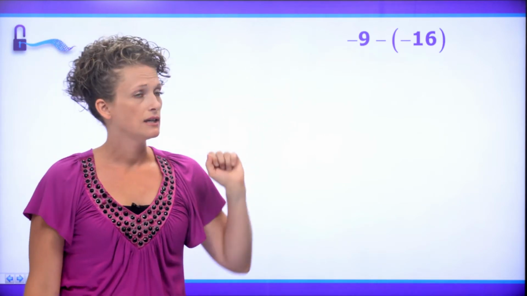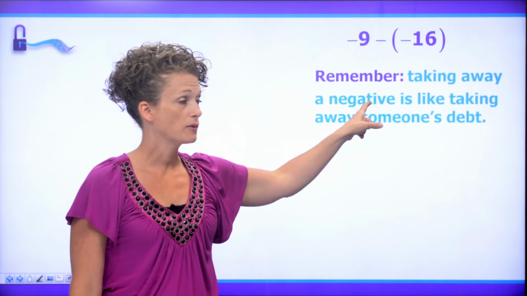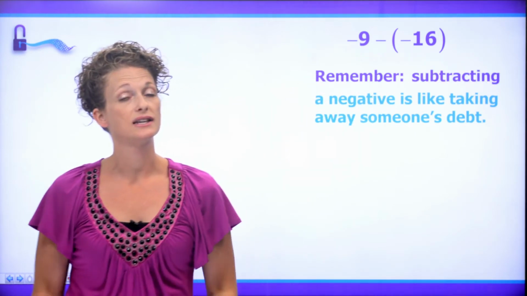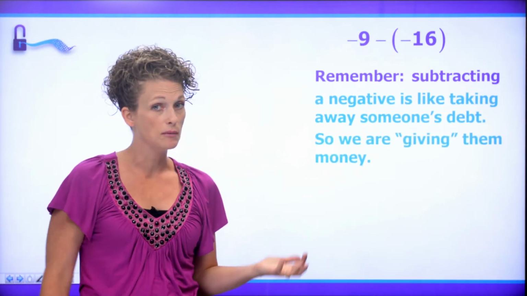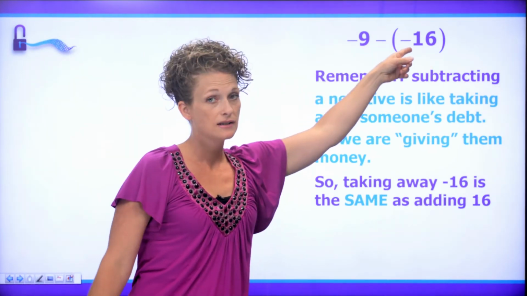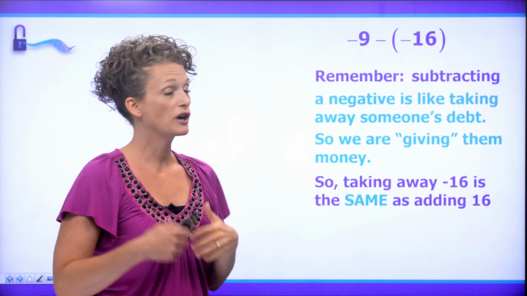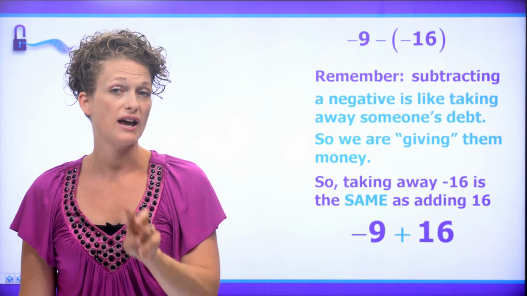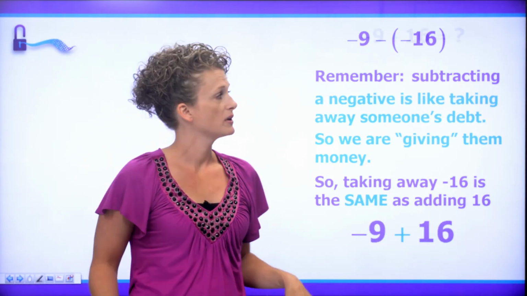So here we have negative 9 minus a negative 16. So remember what we just looked at. Taking away or subtracting a negative is like taking away someone's debt. So we are in fact giving them money. So that's like saying that taking away negative 16 is the same thing as giving them 16. So we're adding. So we're going to go ahead and change that subtracting a negative into adding a positive, and let's see where we end up.